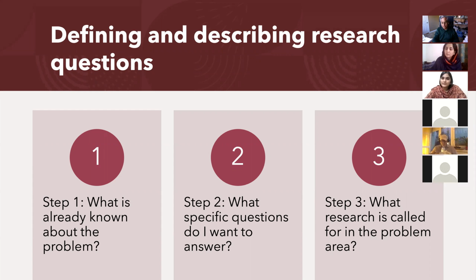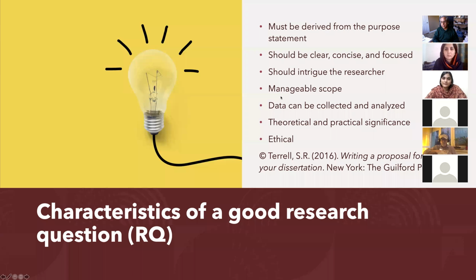Then we go into characteristics of a good research question. What are they? Must be derived from the purpose statement. Now you're seeing how it is connecting? I talked about the purpose statement. This is a whole process of developing. It is derived from the purpose statement. I showed you 2 examples of how to derive that.